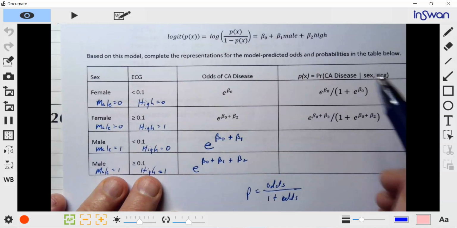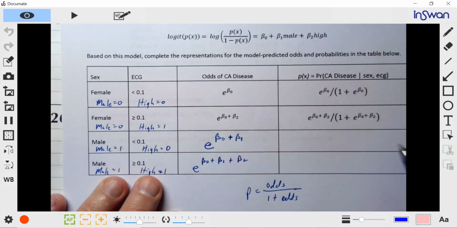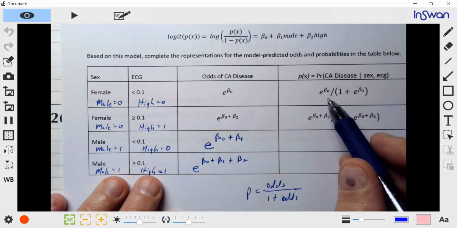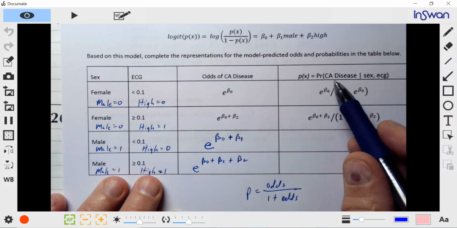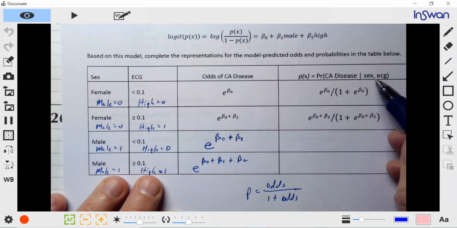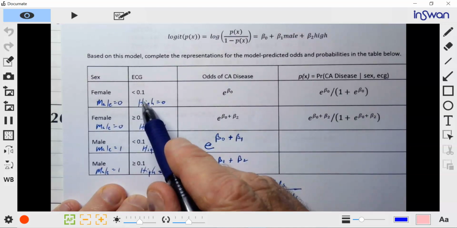And remember, this is our population model. We're dealing with betas here. No data yet. We haven't done anything with the data yet. So according to our model, this is the probability of having coronary artery disease for specific sex and ECG combinations. So this is the probability of having CAD for females with a low ECG.